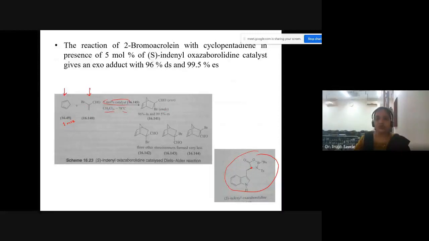So here, of course, I'm going to get the endo and exo products. Here I'm getting 96% diastereoselectivity. And once I remove the catalyst, which of course won't be a part of your product, you are getting 99% enantioselectivity in the reaction. Okay, the endo product is formed, but the selectivity between endo and exo that you are getting is because of the catalyst.